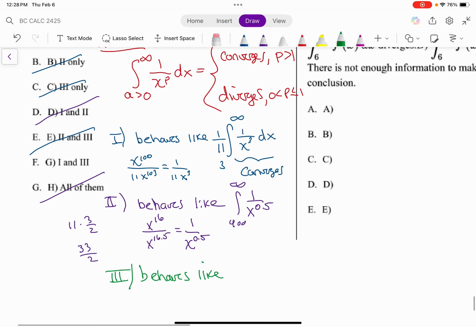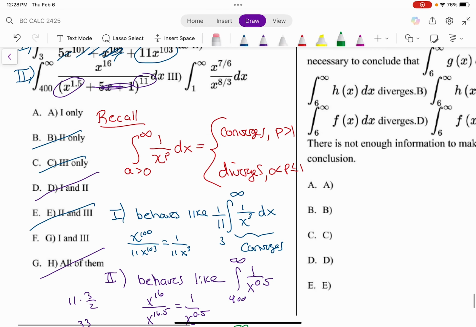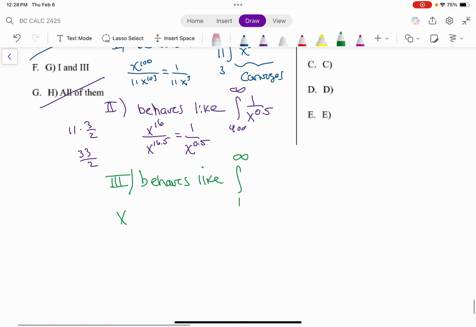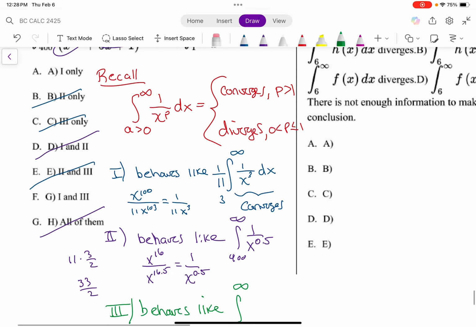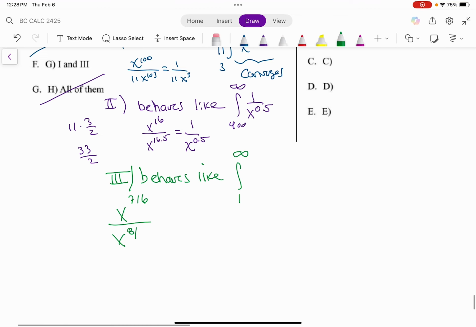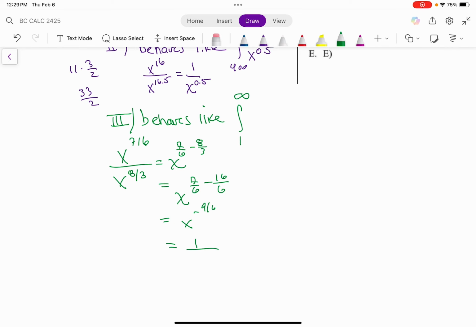Okay, so that's going to behave like the integral from 1 to infinity of, so we go up here. So this is just going to test a little bit of the arithmetic. The best way to do this is just subtract exponents when you're dividing. So it's like x to the 7/6 divided by x to the 8/3, which is the same as x to the 7/6 minus 8/3, which is x to the 7/6 minus 16/6, which is x to the negative 9/6, which is 1 over x to the 9/6, but 9/6 is 3 halves.